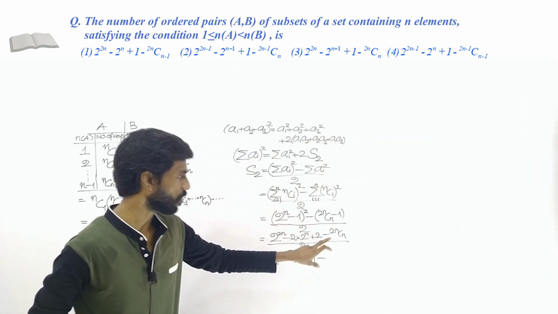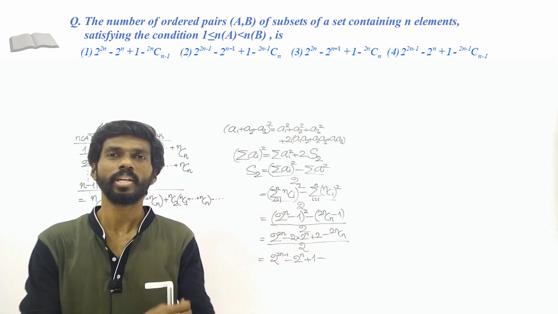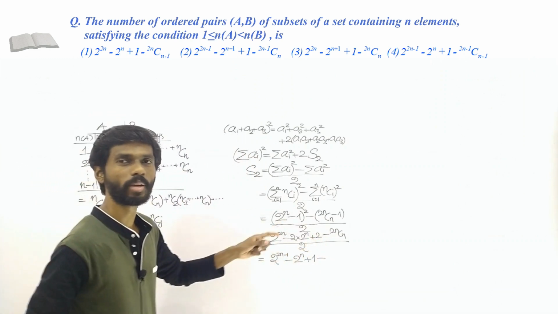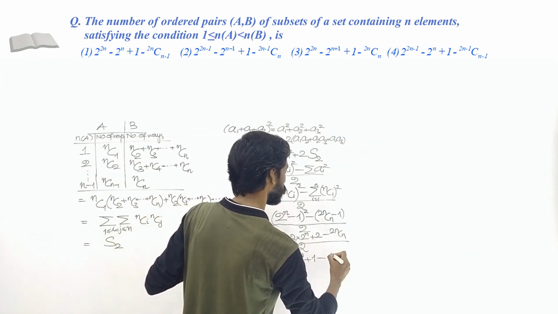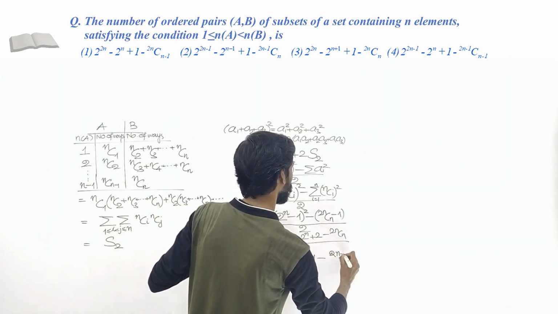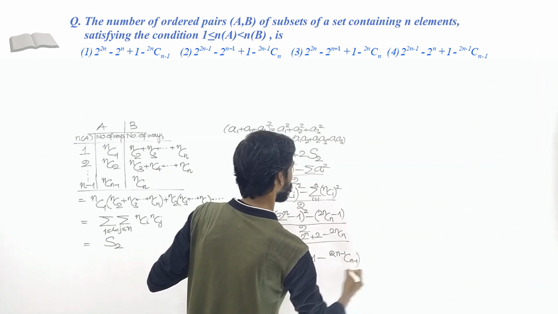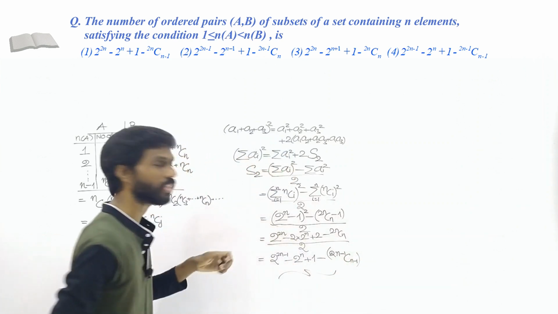So this can be simplified. 2nCn can be written as 2n divided by n multiplied by (2n minus 1)C(n minus 1). So let us use that formula so that we can cancel this 2. So this will give you (2n minus 1)C(n minus 1). So that's it. So that is the answer to the question.